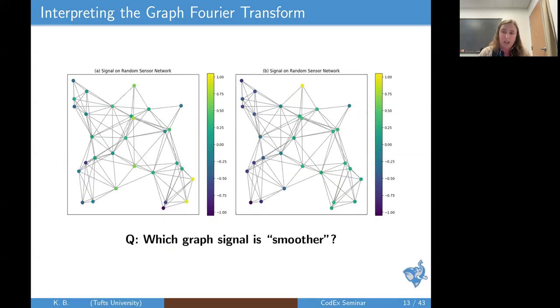Now here's a little bit of a different graph, a random sensor network. We have two different signals. And maybe upon first glance, it's not as obvious which is smoother, but I'm wondering if, looking at it a little bit, does anybody have a guess of which might be smoother in this case? I still think it's the one on the right. The one on the right. Yes. Any justification?